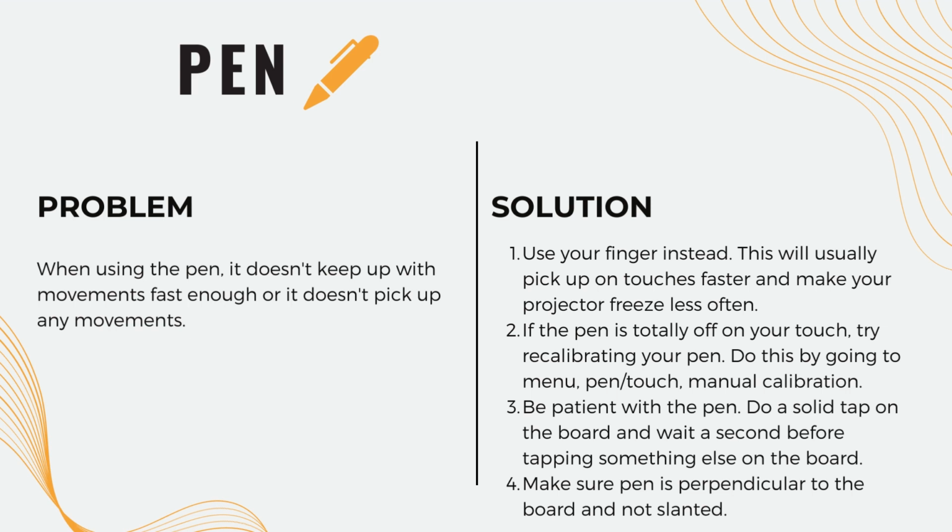Another thing that you can do if the touch is totally off is recalibrating your pen. The first and foremost thing that's going to probably be the most difficult, though, is being patient with your pen. Do a solid tap on the board and just wait a second before tapping something else on the board. If you're nice and slow and gentle with it, it tends to pick up more. Lastly, make sure your pen is perpendicular to the board and not slanted in order for the smart projector to pick up exactly what you want the pen to be doing.